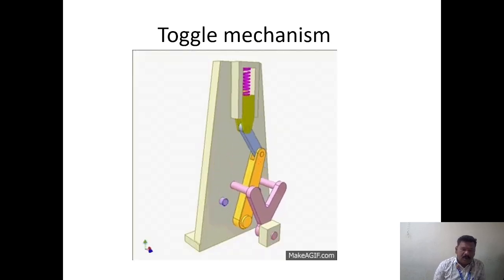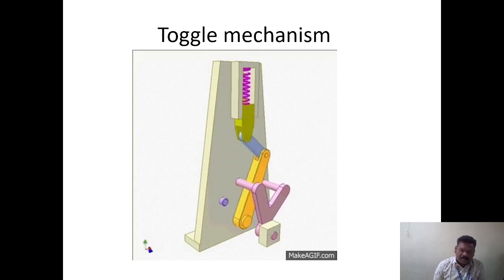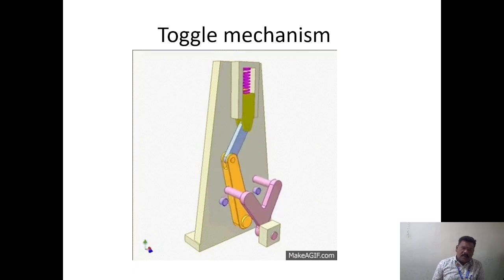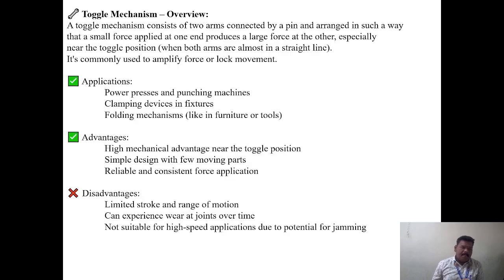And finally, is toggle mechanism. These are all the animated images of a toggle mechanism. You can see in the slide these are all the components used in this mechanism. The major components of a toggle mechanism are a spring and the lower links. The toggle mechanism consists of two arms connected by a pin and arranged in such a way that a small force applied at one end produces a large force at the other, especially near the toggle position when both arms are almost in a straight line, commonly used to amplify force or for locking.